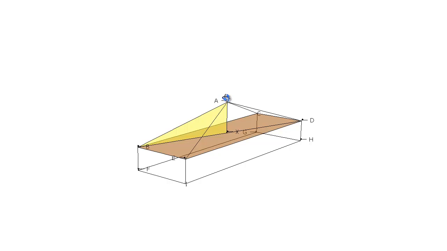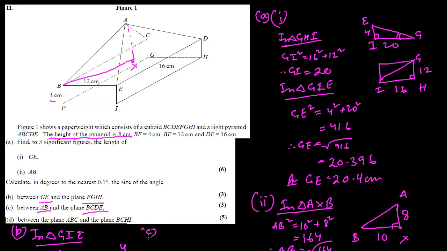So what we take is, we take the height of the pyramid and we take half the diagonal, and this is the angle over here, angle ABX. That's the angle we need, and that is the angle between the side AB and the base of the pyramid. So we can do this over here very quickly.